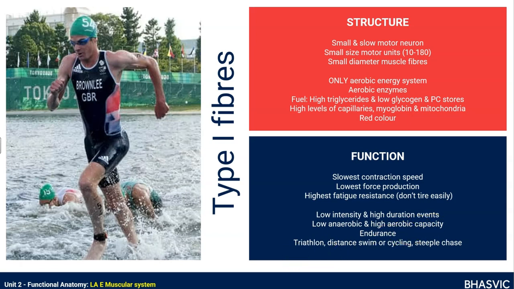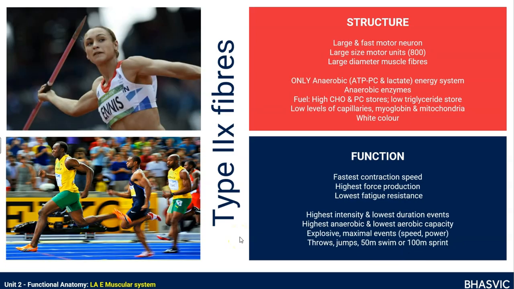And we've already said that these endurance events tend to be long distance things, triathlons, distance swimming or cycling, and something like a steeplechase in athletics. So we've looked at our slow twitch, type 1 endurance, keep going for ages, don't generate much force fibres. Let's look at the other end of the spectrum, our type 2X fibres. These fibres generate huge forces very, very quickly for explosive contractions.